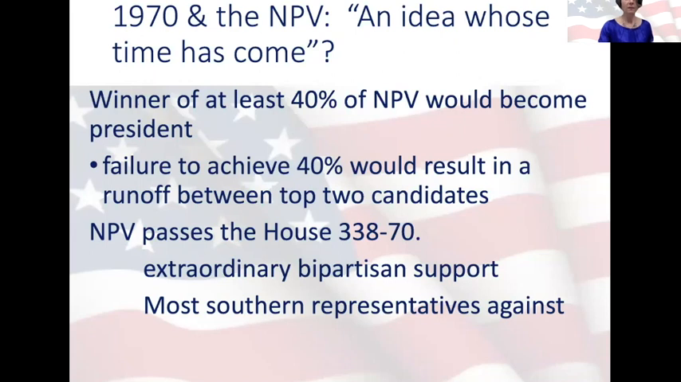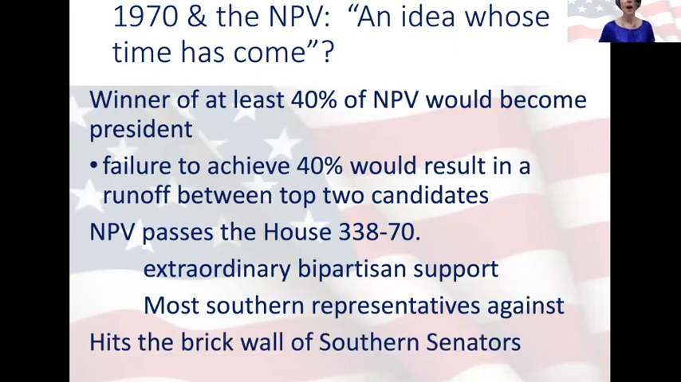But then it failed. It ran up against the brick wall of Southern senators who were united in their opposition to reforming the Electoral College. Why? They continued to fear the participation of African Americans in our electoral process. They killed it through the most anti-democratic process ever, the filibuster.